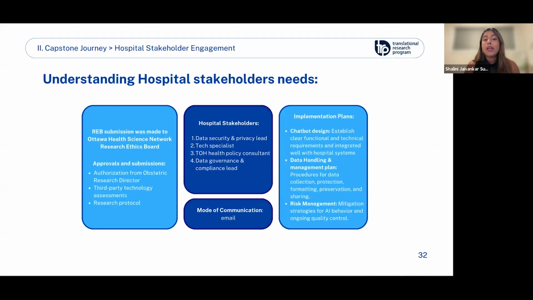The third step in our project journey was engaging with hospital stakeholders. During our RAB submission, we were asked to undergo a third-party technology assessment and approval from the tech specialist of TOH. We then connected with key stakeholders, including the data security and privacy lead and the data governance and compliance lead. These stakeholders guided us with the necessary steps to make our chatbot compliant with hospital standards. These steps include designing the chatbot with clear functional and technical requirements, establishing a comprehensive data management plan, risk management strategies for AI behavior, and ongoing quality control. These requirements demand high-level technical expertise.